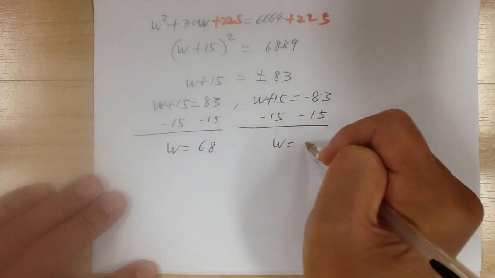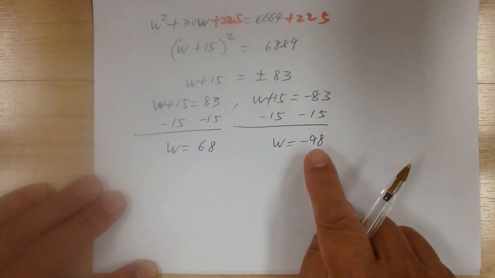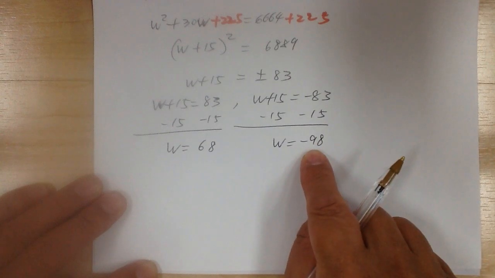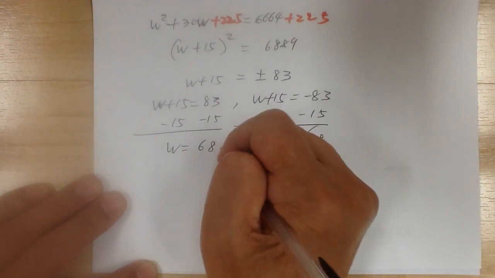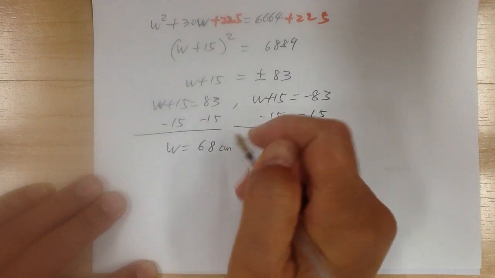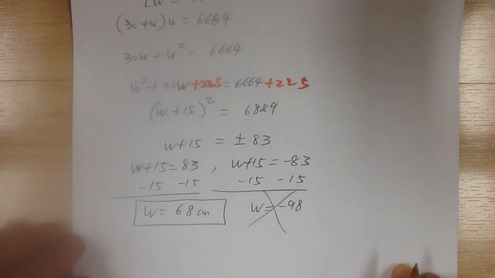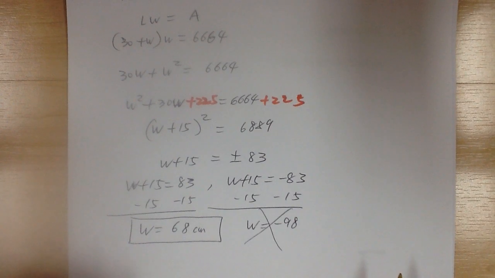So you got W equal to negative 98. But the physical object, the real object cannot have a negative numbers. Okay, so this is how. So, and don't forget your label, so it'll be centimeters. And that's it for number 17. Okay, let's go to the next one.